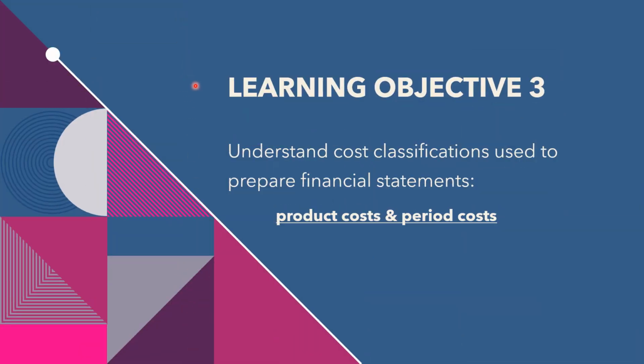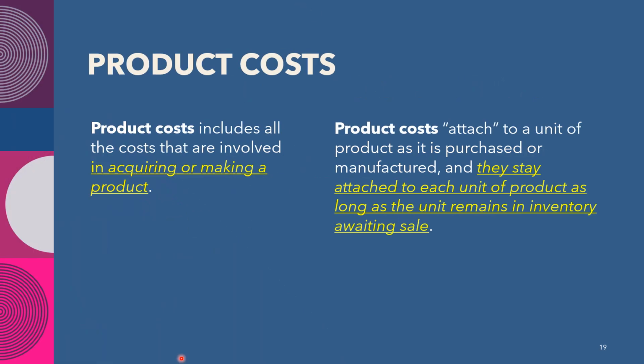Learning objective number 3 is to understand the cost classifications used to prepare financial statements, and they are product cost and period cost. Product cost includes all the costs that are involved in acquiring or making a product. A product cost is attached to a unit of product as it is purchased or manufactured, and stays attached to each unit of product as long as the unit remains in inventory awaiting sale.